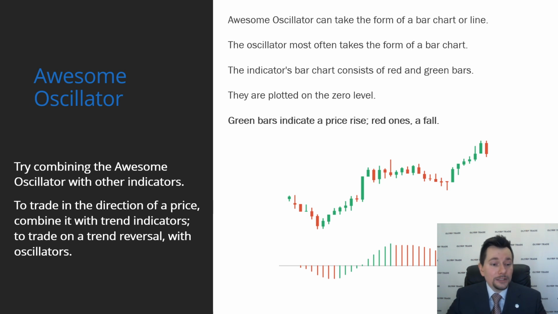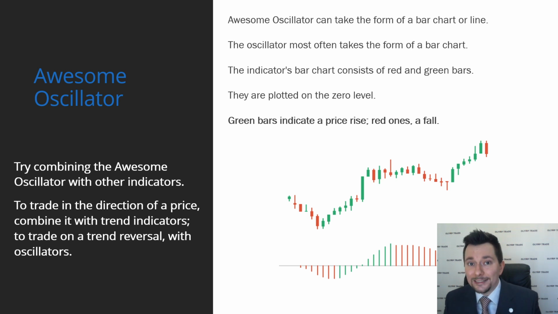You can use it as a line graph or a bar graph, which I have down here, and basically there are green and red bars, and they are above or below the zero line. So that's what you need to pay attention to, the zero line. Anytime there's a green bar, there's a rise in price, even if it's inside of a red candle. And every time there's a red bar, then obviously we're falling. I recommend combining the Awesome Oscillator with other indicators, and to trade in the direction of a trend, you need to combine it with trend indicators. If you're trading within a flat, then of course oscillators.